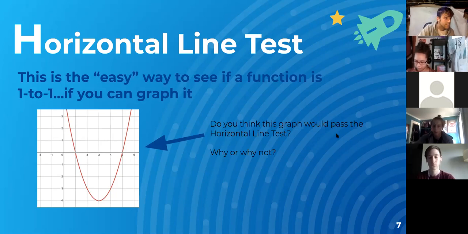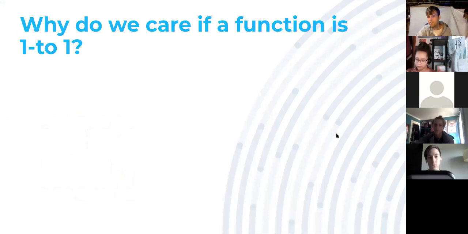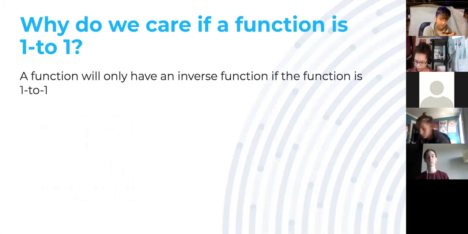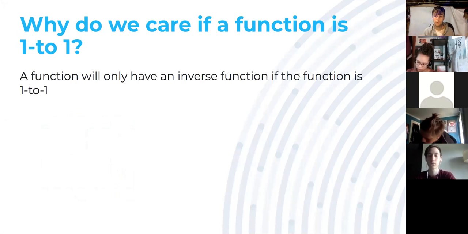There are reasons. We'll get into it. Why do we care if a function is one-to-one? So we care because a function is only going to have an inverse function if it is one-to-one. So that's kind of an important reason. If we want a function and its inverse, those functions have to be one-to-one functions, otherwise they won't work.